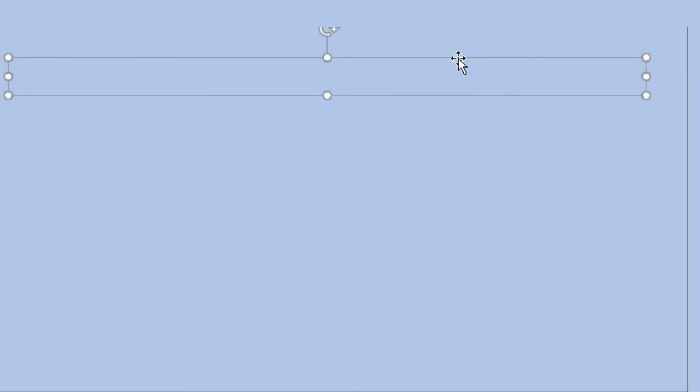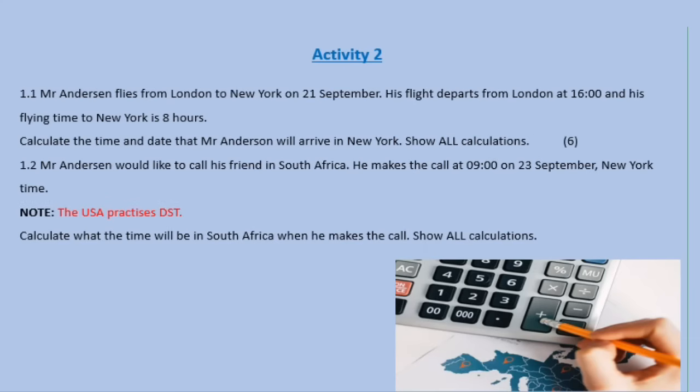Okay, now let us attempt to do the second activity. So Mr. Anderson flies from London to New York on 21 September. His flight departs from London at 16 hours and his flying time to New York is 8 hours. Calculate the time and date that Mr. Anderson will arrive in New York.